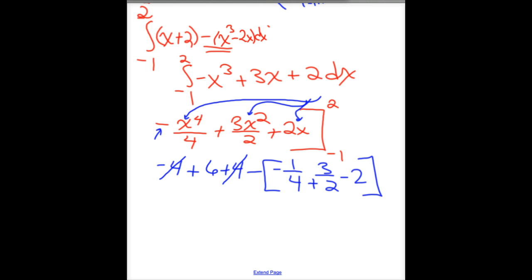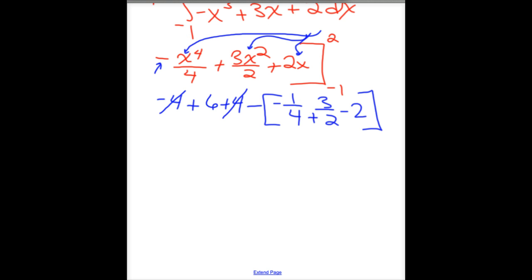Have I made any mistakes yet? Do you see one? Those of you good at arithmetic? Am I good so far? So let's see. If I clean this all up, I've got 6 plus 1/4 because of this, minus 3/2. I'm distributing the negative in, plus 2.